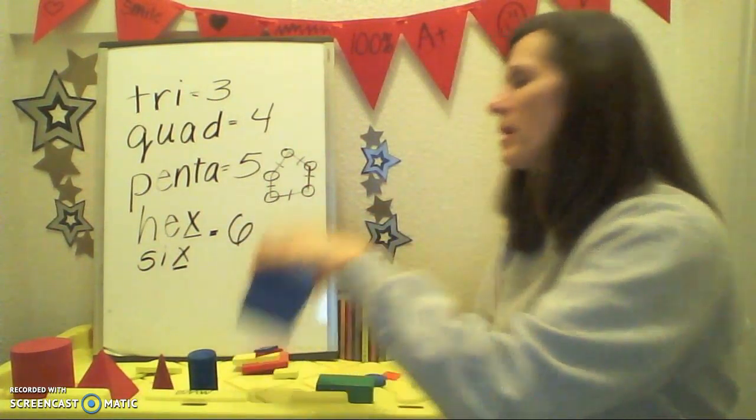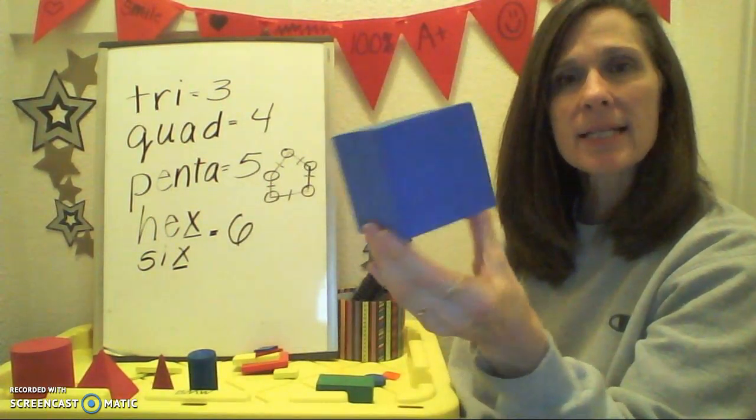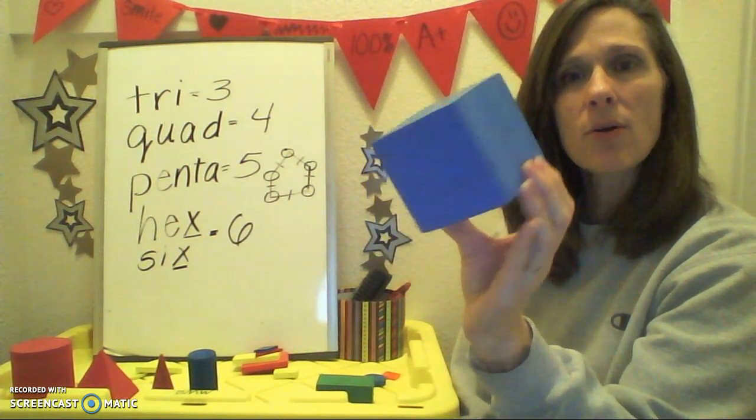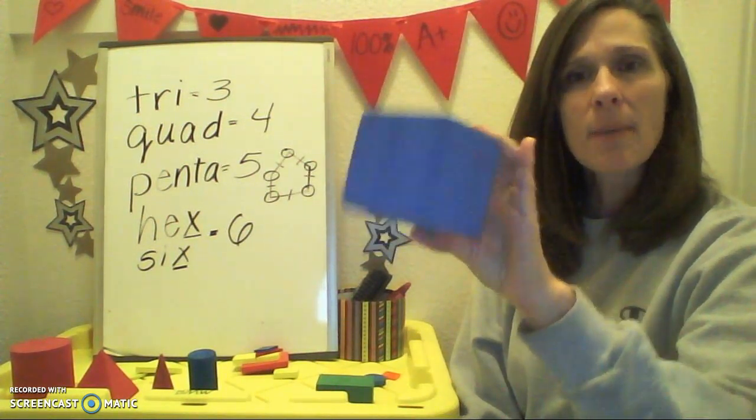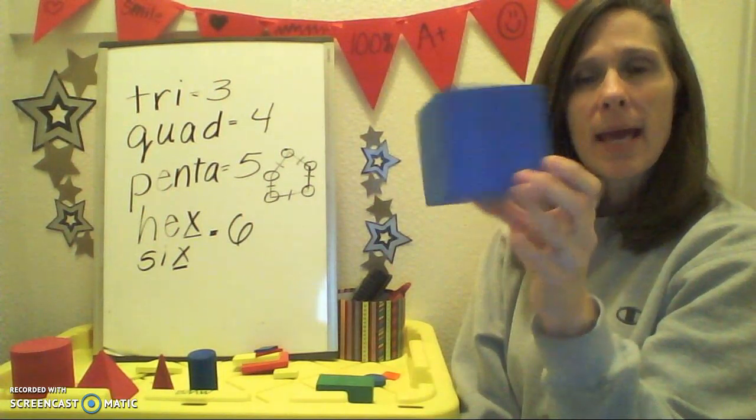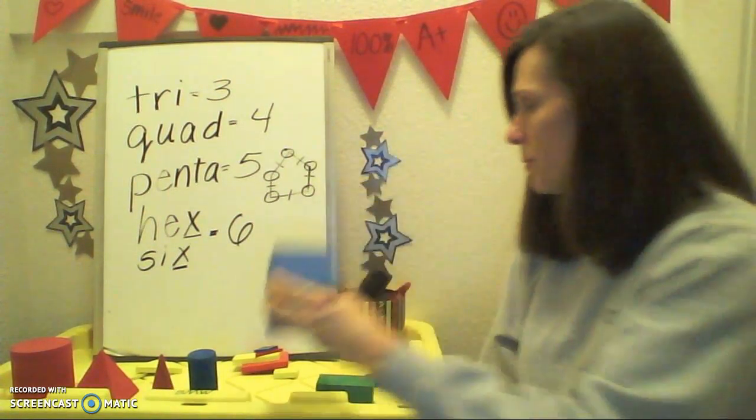Okay, the next three-dimensional shape is this one, and it's a square all the way around and on the top and on the bottom. And we would call this one a cube.